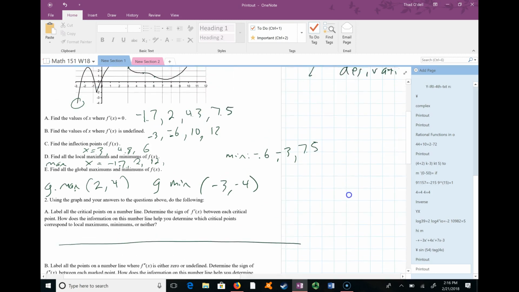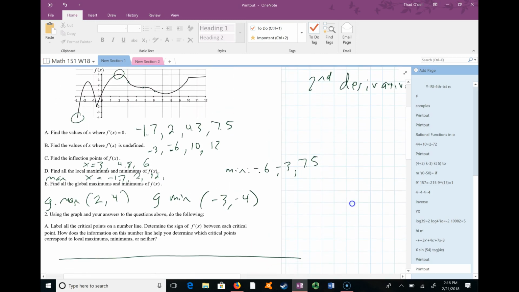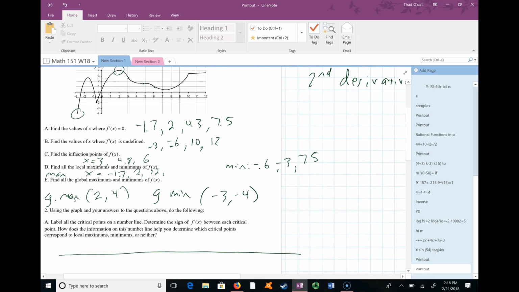All of these points that make the derivative either 0 or undefined would be critical points. I'm going to start at the left and go -3, and then -1.7, and -0.6. What's next? Looks like 2, and 4.3, and 7.5, and 10, and 12. So those are all the critical points, all the x values that make the derivative either 0 or undefined.